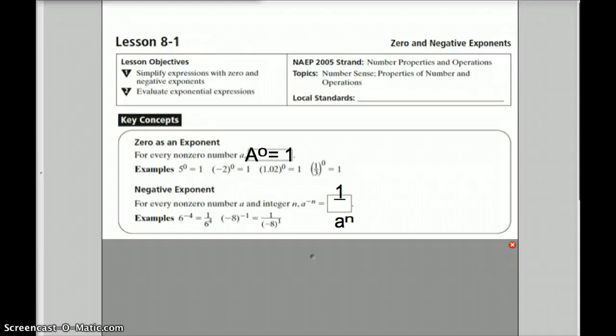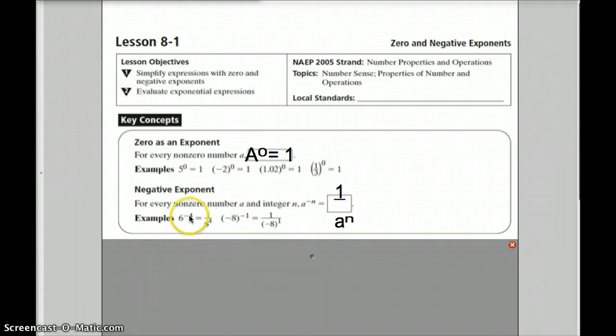We have a negative exponent. So again, a has to be a number. It can't be 0. And n is an exponent that has to be an integer as well. A to the negative n equals 1 over a to the n. And we have 6 to the negative 4, and that becomes the fraction 1 over 6 to the 4th.